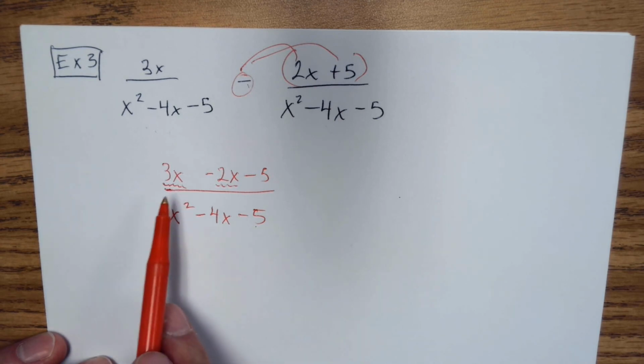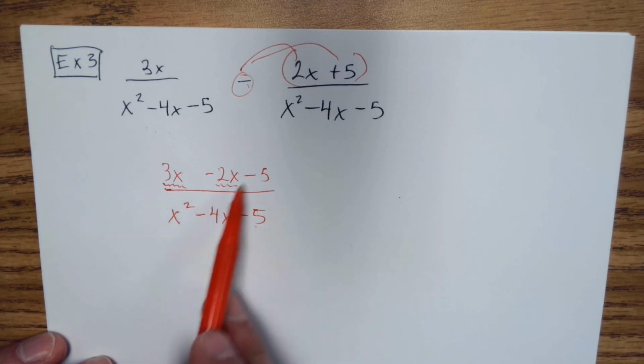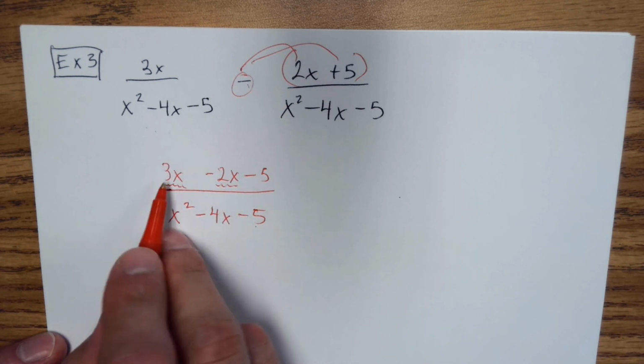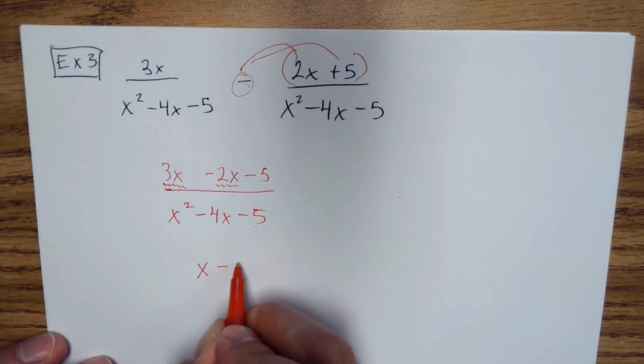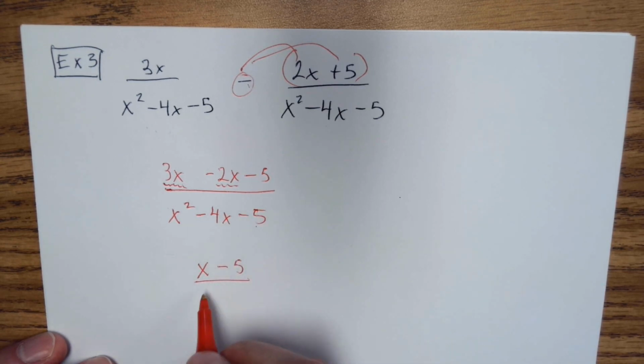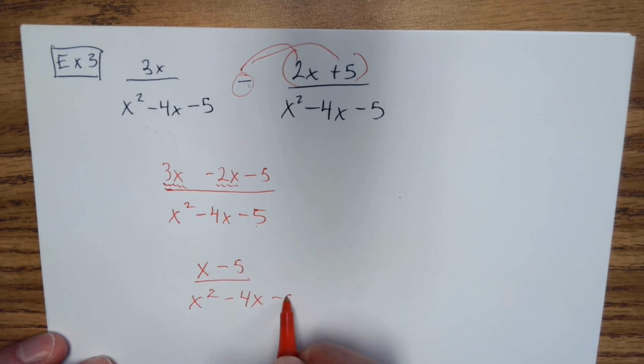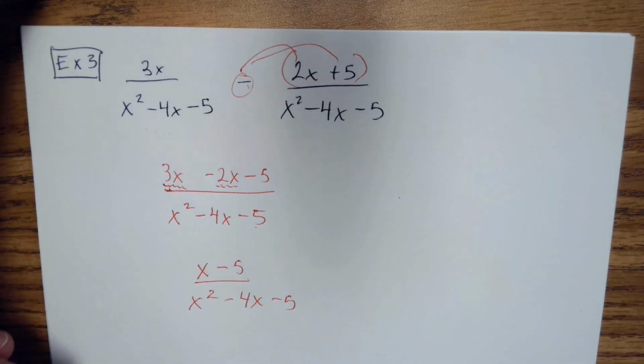We have a 3x and a minus 2x. Does that make sense so far? So that part becomes, well, if you have 3 x's minus 2 of them, you get a single x. Copy down the minus 5. X squared minus 4x minus 5. Okay. So that makes sense.